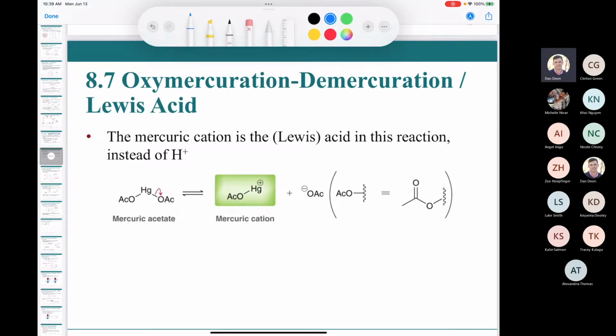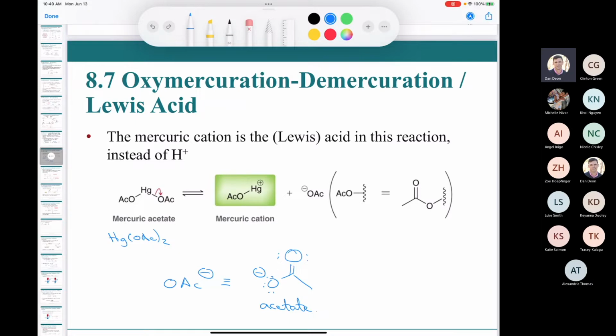Now, a little bit more about this mercuric acetate, HgOAc2. The mercuric cation is a Lewis acid instead of a proton. So what happens is it can undergo the loss of an acetate group, and you see an acetate group, so OAc minus would be the same thing as this. This is an acetyl group. If you've ever studied acetyl coenzyme A, so this is an acetyl group here. So you end up losing the acetate group. So this is called an acetate ion. And you form this mercuric cation.